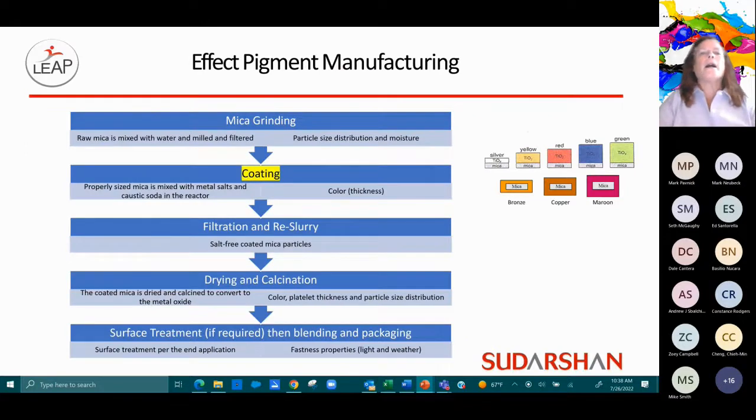Then lastly, in the effect pigment manufacturing, we talked about the coating process being the only place where you're going to get the actual color. So the thickness of that coating will result in the color that you're looking for. So for TiO2, you start out with the silver being the thinnest metal oxide, all the way up to the thickest being green. And on the iron oxide, the thinnest is going to be your bronze, up to the thickest being maroon, and then red after that.